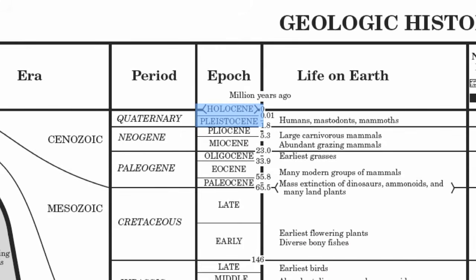So if you look at the Quaternary period, it is broken up into two epochs, the Pleistocene and the Holocene. The Neogene period is broken up into the Miocene and the Pliocene, and the Paleogene is broken up into the Paleocene, Eocene, and Oligocene.